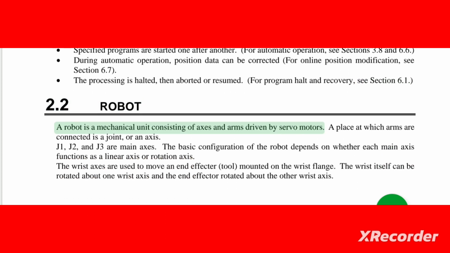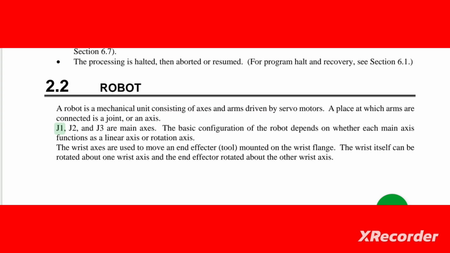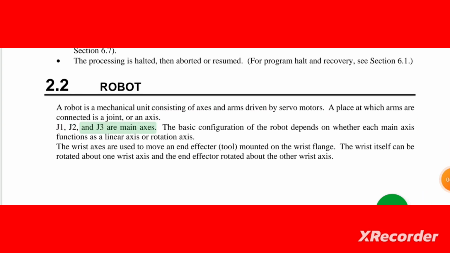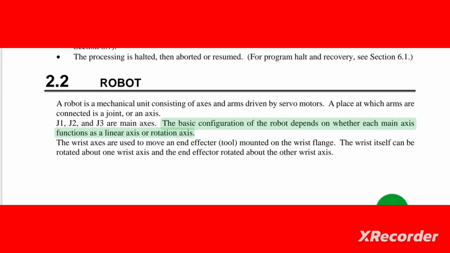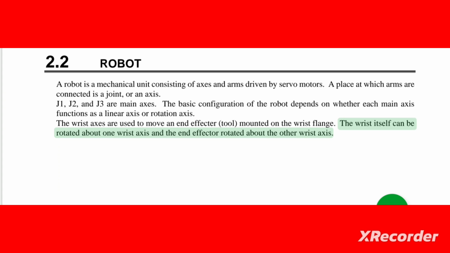2.2 Robot. A robot is a mechanical unit consisting of axes and arms driven by servo motors. A place at which arms are connected is a joint, or an axis. J1, J2, and J3 are main axes. The basic configuration of the robot depends on whether each main axis functions as a linear axis or rotation axis. The wrist axes are used to move an end effector tool mounted on the wrist flange. The wrist itself can be rotated about one wrist axis and the end effector rotated about the other wrist axis.